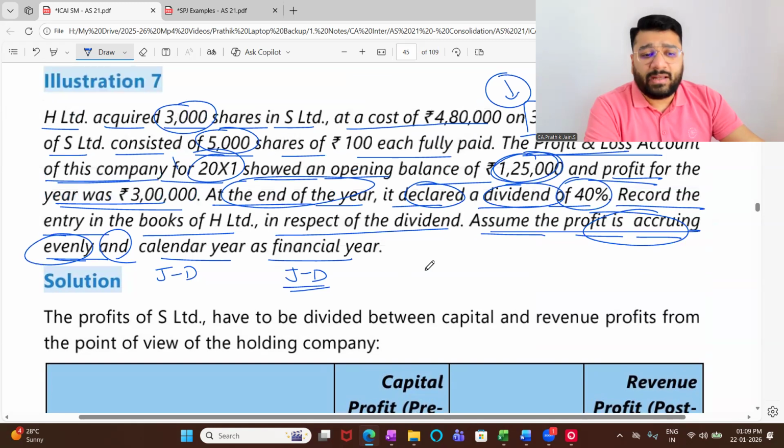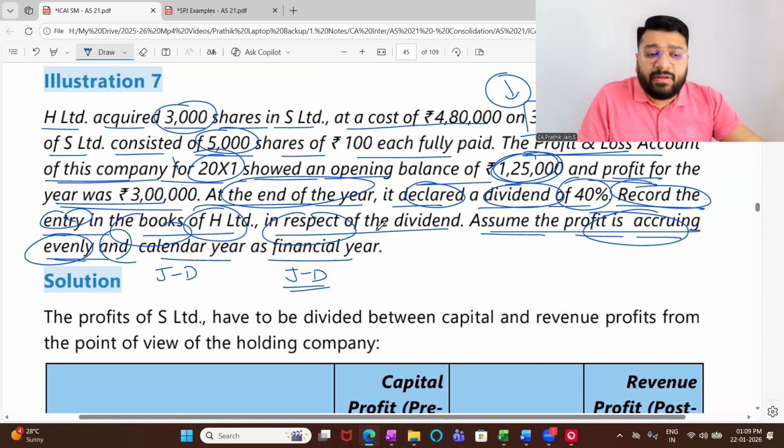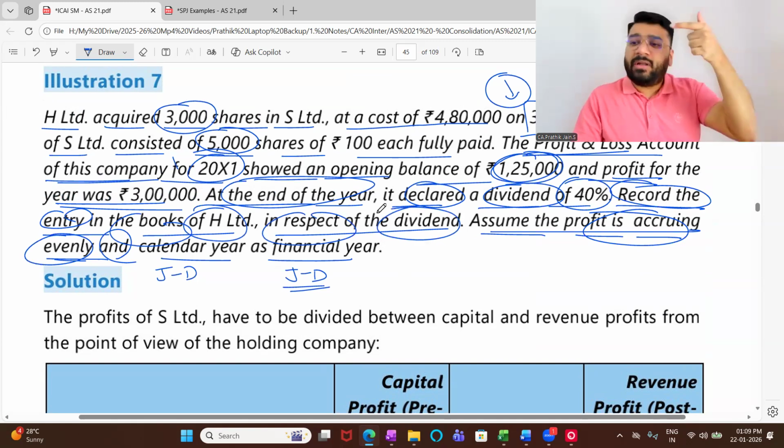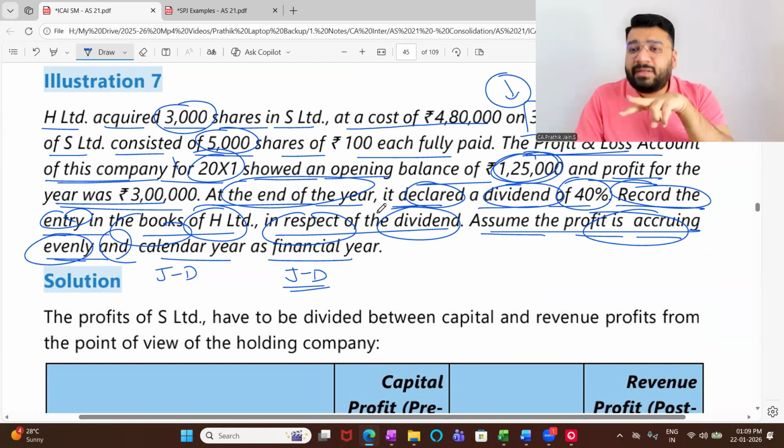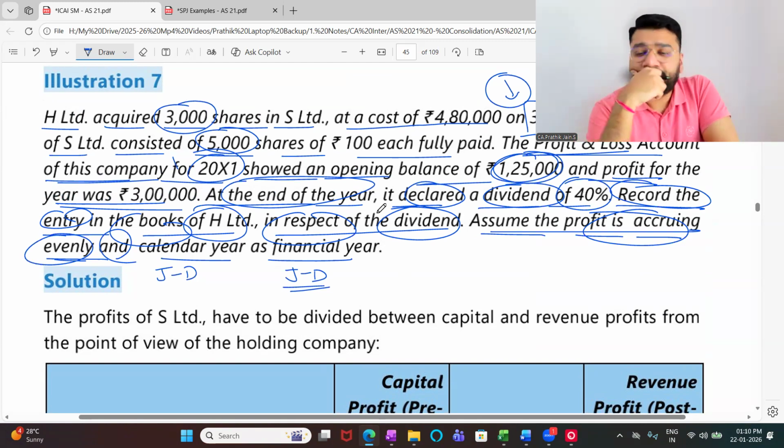In exam you will do what you are asked. They have asked a very simple question: record the entry in the books of H Limited in respect of dividend receipt. So bank account debit 120 received. In that, 7 months is pre-dividend, credit from investment, and remaining 5 months is post-dividend. Take it to income. Game over. Now tell me what it is. Call Soma, Piyush is not there online.